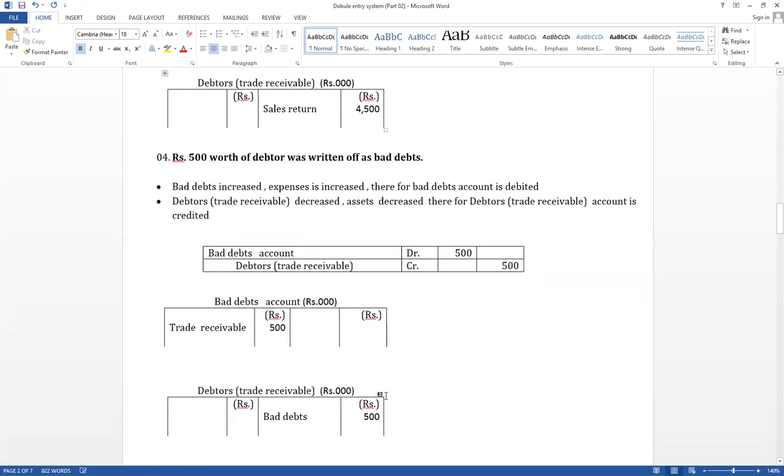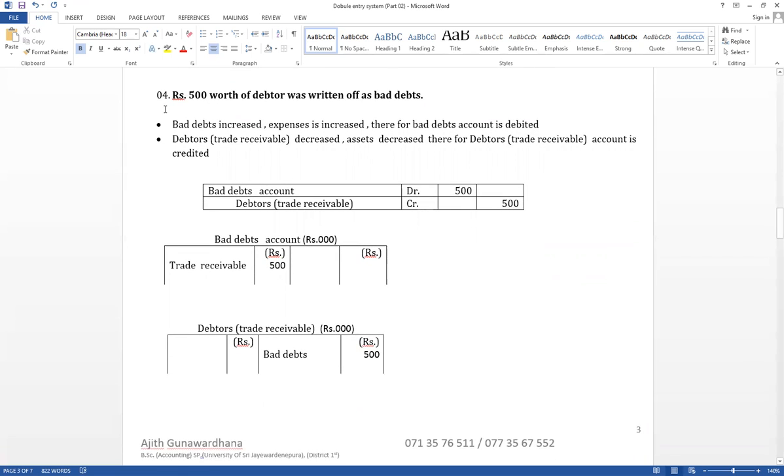Then think about the fourth one, relevant to bad debts. 500 worth of debtor was written off as bad debts. Bad debts mean the debtor value cannot be recovered. It is confirmed. That is an expense. As a result of bad debts, expense increases and asset decreases: debtor decreases and bad debts expense increases. Therefore, bad debts account debit, and debtor decrease, trade receivable decrease, asset decrease, therefore trade receivable account credit.